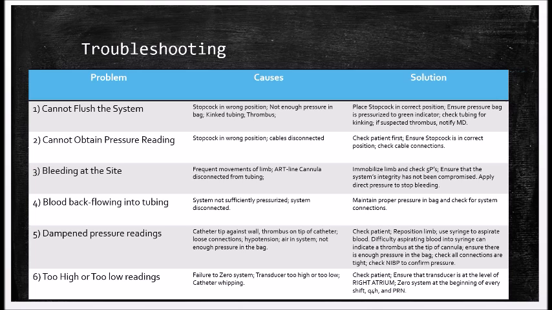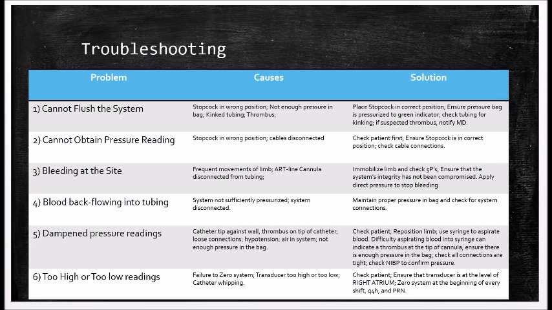If you cannot obtain a pressure reading, it could be because the stopcock, again, is in the wrong position, or the cables might be disconnected. The solution: always check the patient first if you cannot obtain a pressure. Ensure that the stopcock is in the correct position, and check the cables for connections. Make sure everything is secure.